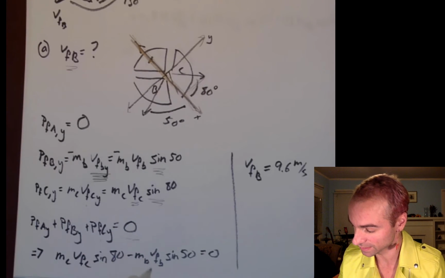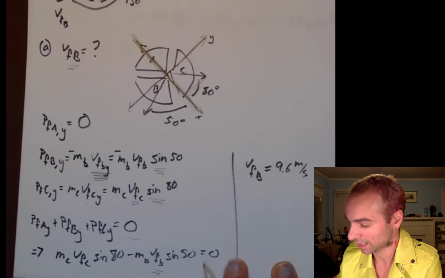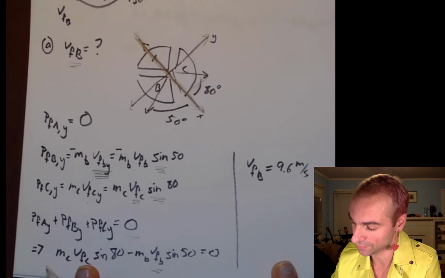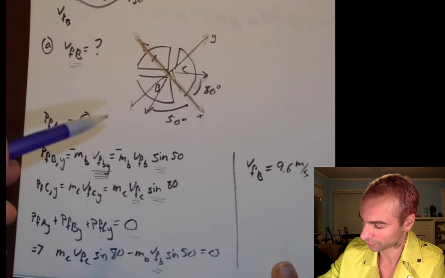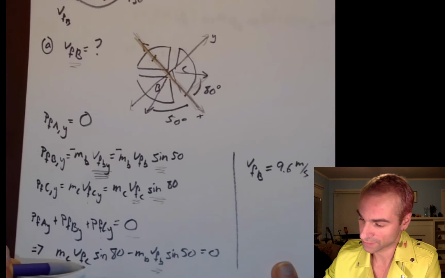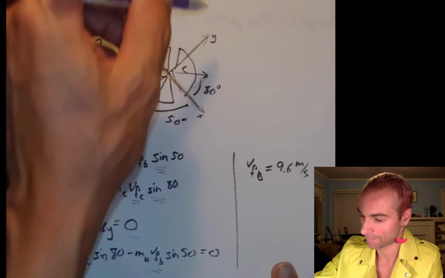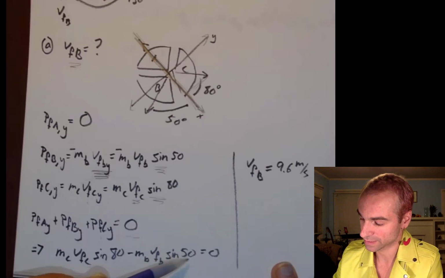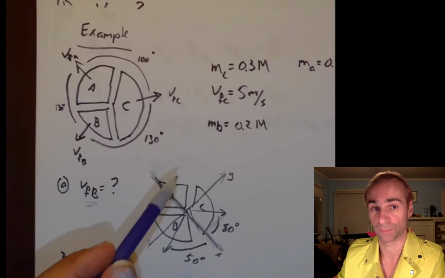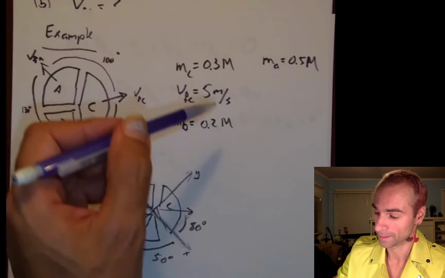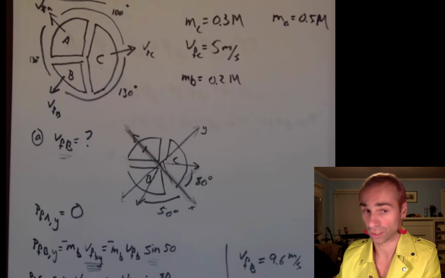Now, of course, what we're looking for is this one here. All we've got to do is a rearrangement. We move that over to the other side. We divide by MB. We divide by sine 50. We're left with velocity final B. All these things are things we have. MC, 0.3 m. V final C, 5. Sine 80, we have. MB, 0.2 m. We don't have this one, sine 50 we have. You'll notice that the big M's are all numbers we have up here, but all the big M's are going to cancel because it's all equal to 0.